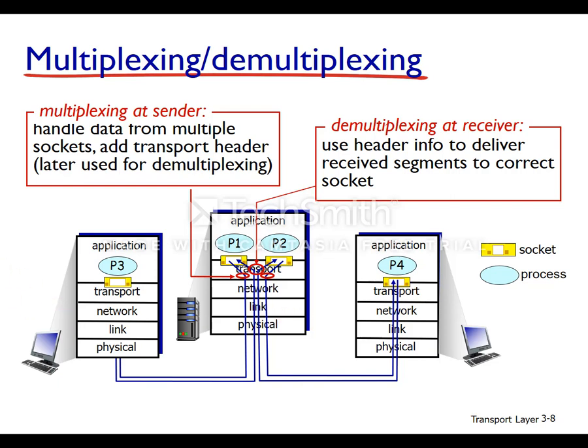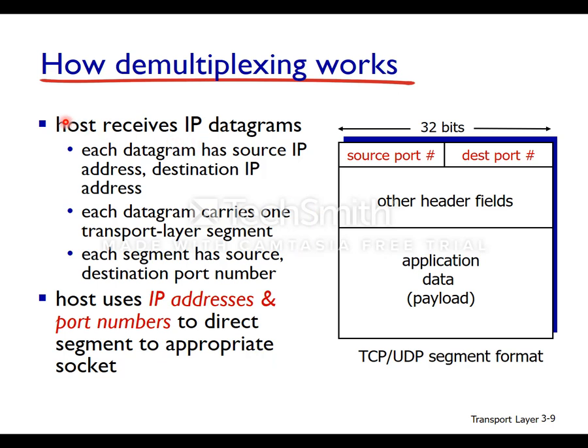Now, how does demultiplexing work? Well, the host will receive IP datagrams. Each datagram will have a source IP address and a destination IP address, and each datagram will carry one transport layer segment. Each segment will have a source port number and a destination port number. Each of these port numbers is 16 bits long. And so a host will use the IP addresses and the port numbers to make sure the segment goes to the appropriate socket. Now, there are other header fields as well, but we will ignore those for now.